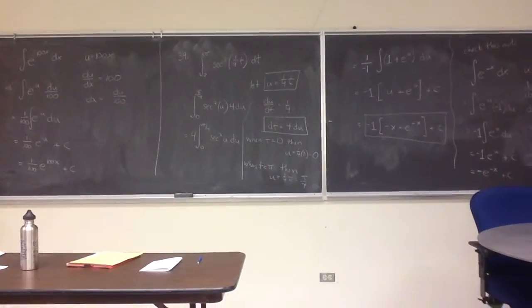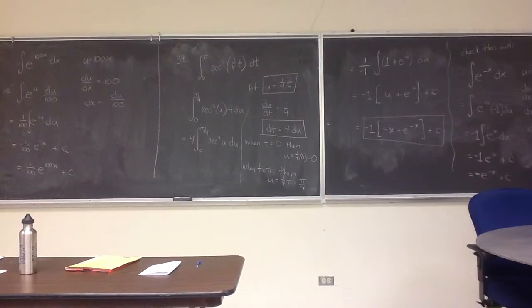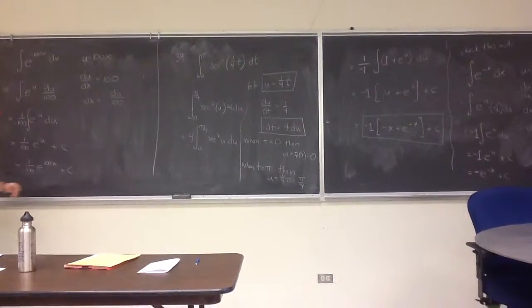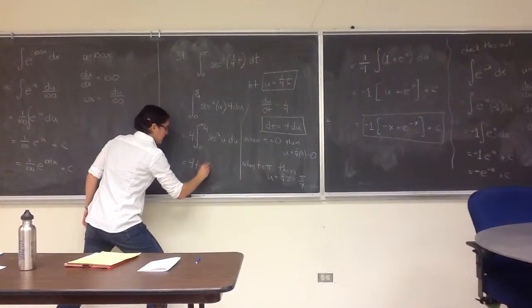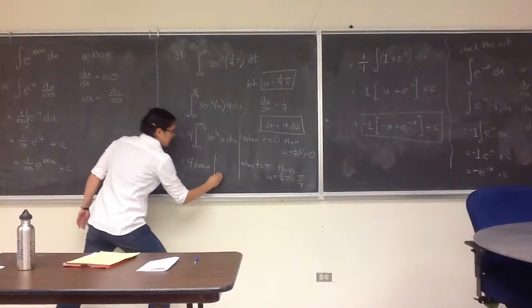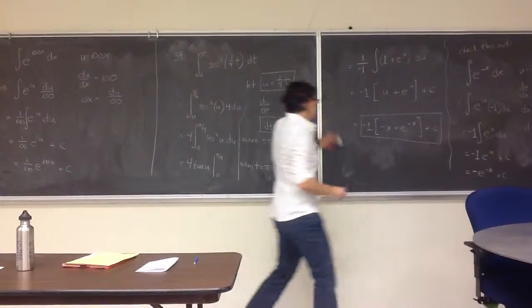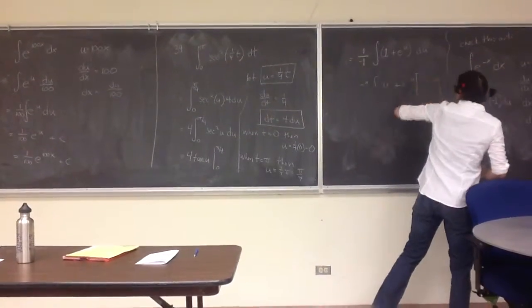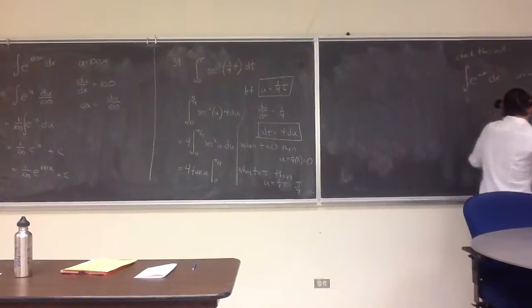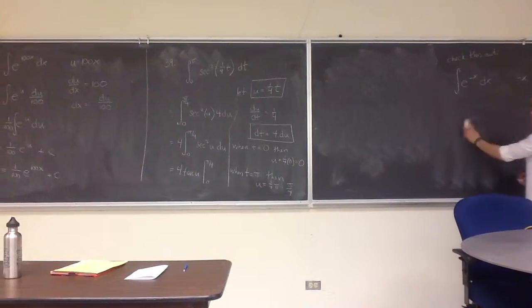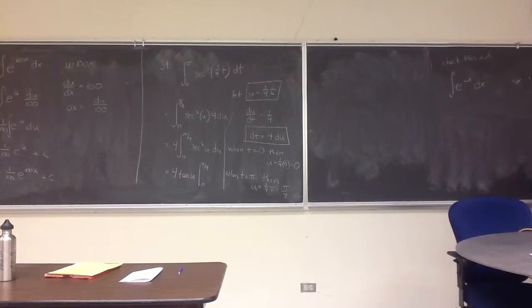And so now I need to know an antiderivative for secant squared. Tangent. Yeah, this should be tangent. So the derivative of tangent is secant squared. And so I've got 4 times tangent of u evaluated between 0 and pi over 4. So 1 minus 0. What's that? 4 minus 4 times 0. Oh, yeah, coefficients.